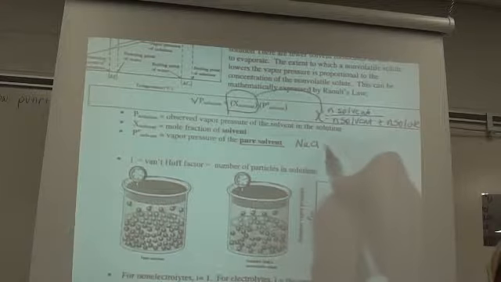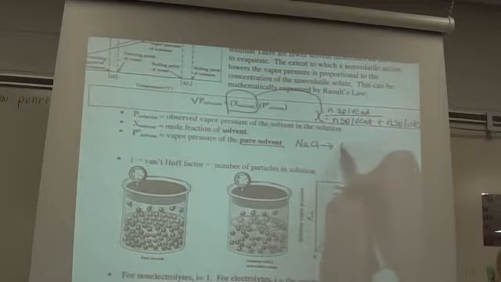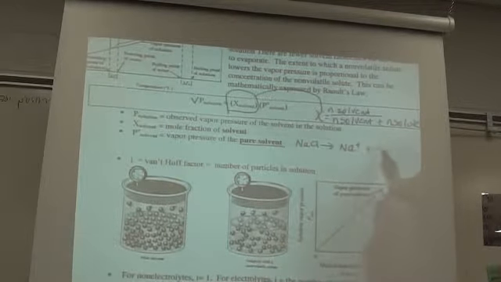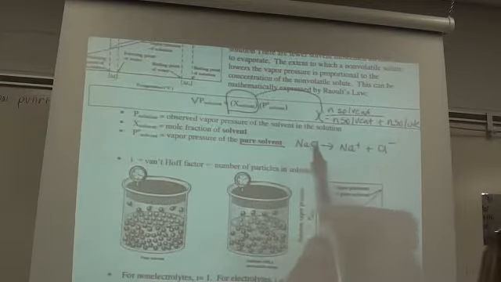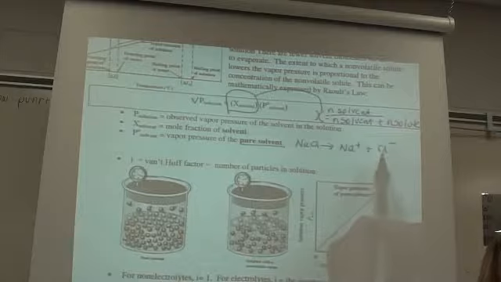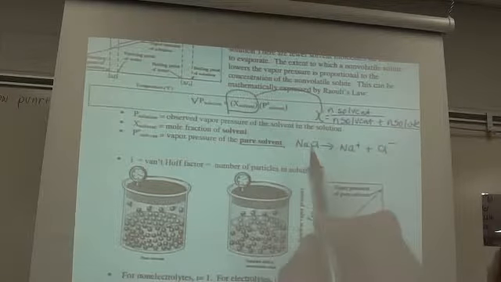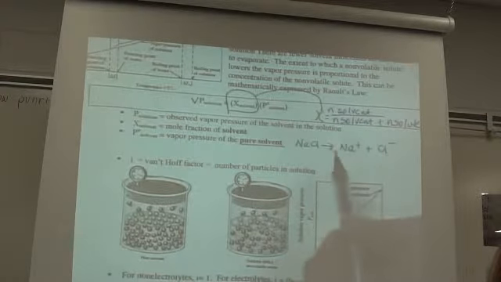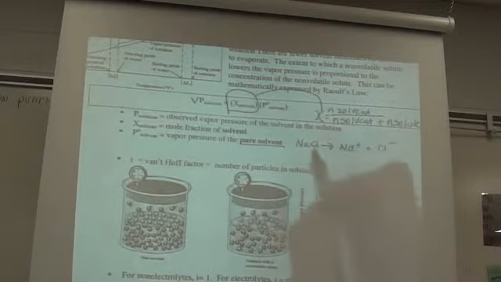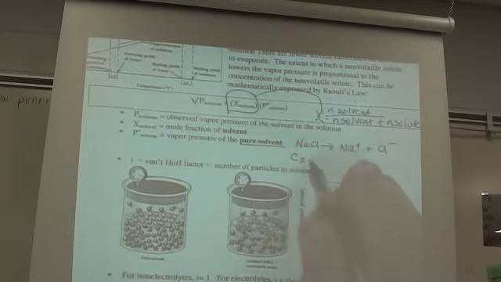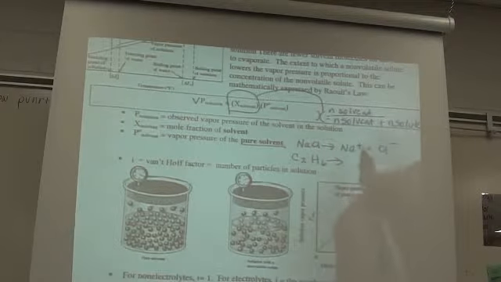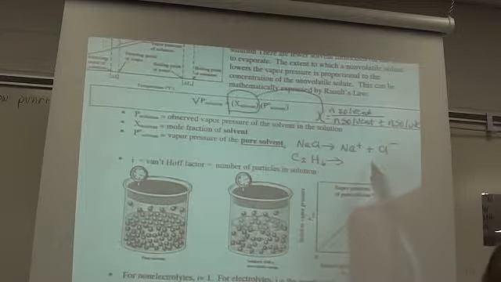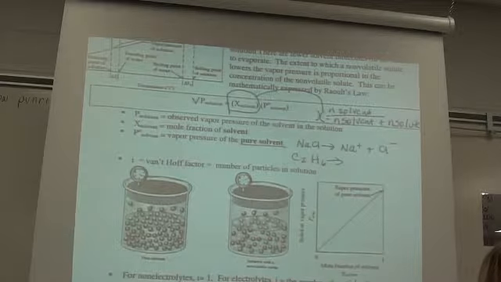Into Na plus ions and Cl minus ions. An Na and a Cl. 1 mole of NaCl yields 2 moles of particles, right? So if you had a compound that does not ionize, 1 mole of it will give you 1 mole of particles.